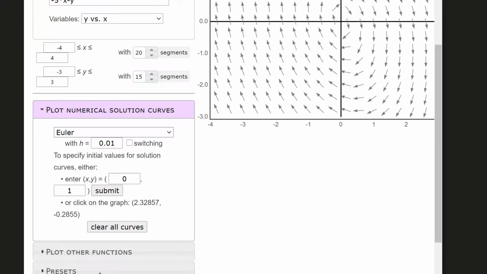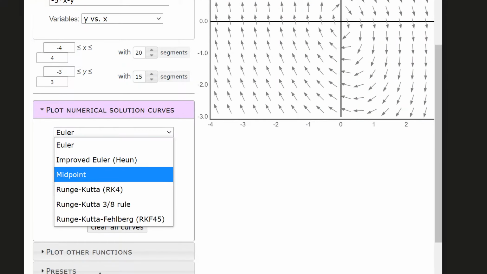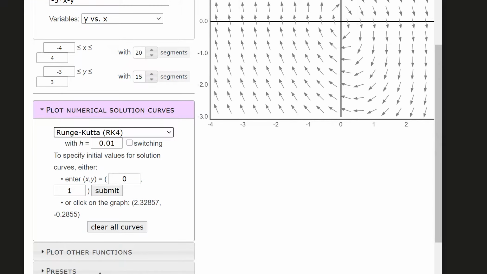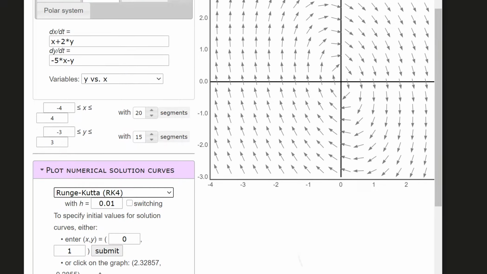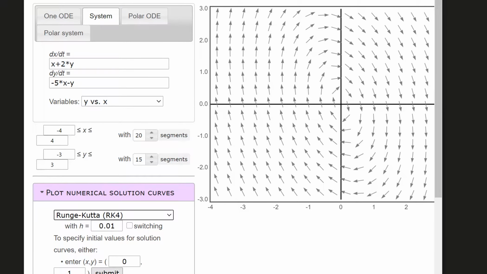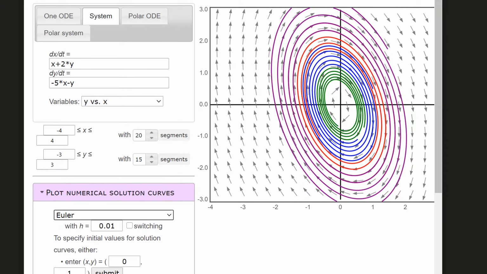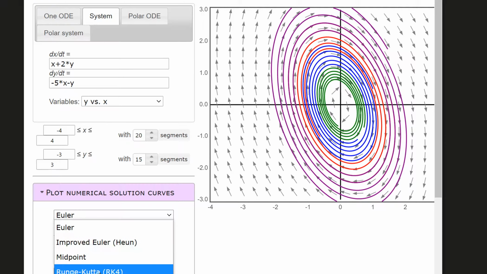Euler's method? That's not very good. Let's see if we've got some other methods. How about improved Euler or Runge-Kutta? Let's do Runge-Kutta, and now let's see what happens when we plot some of these curves. There we go. Now you see what's happening. We actually do have a center now. The Runge-Kutta method gave us a much more accurate solution. Notice that when we were using Euler, it looked like we might even have a spiral instead of a center. So you do have to be careful here.